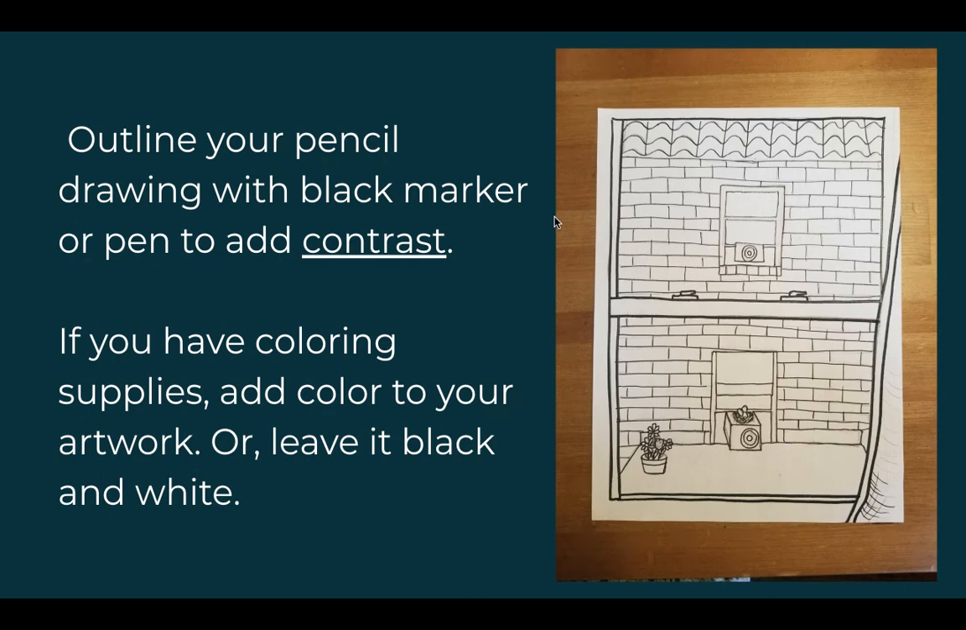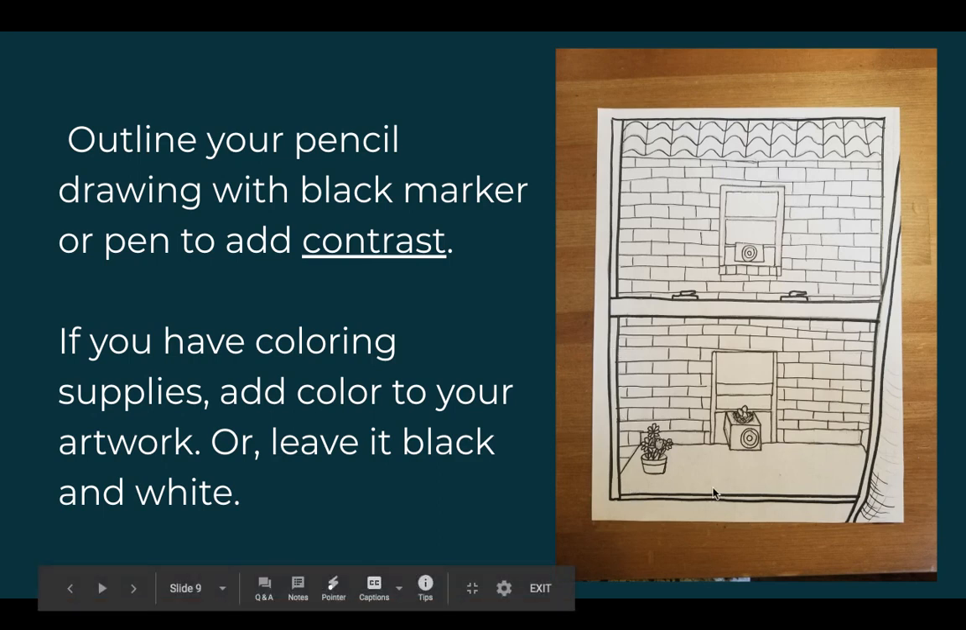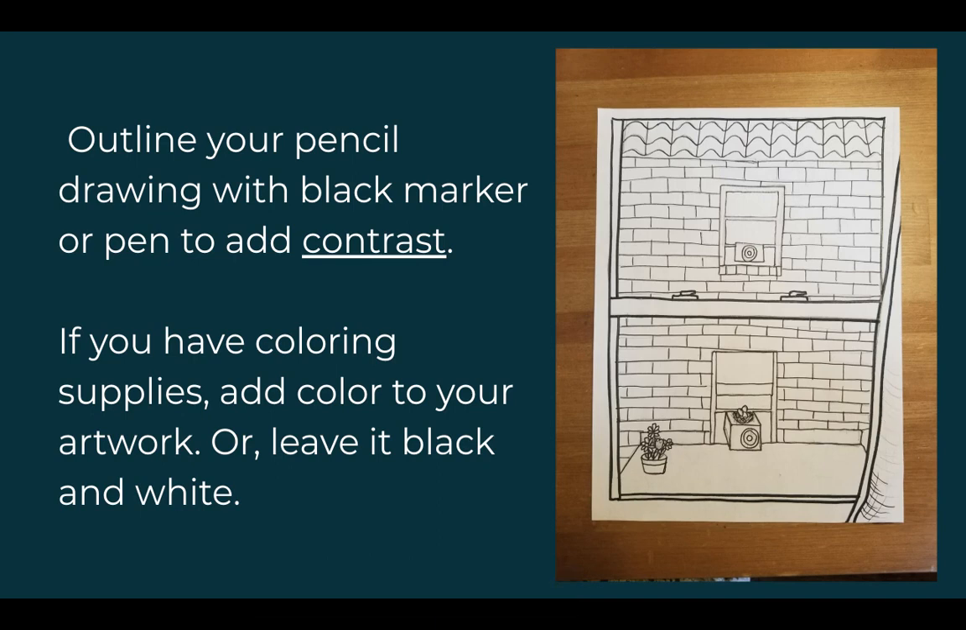After you're done drawing everything in pencil and you're satisfied with how it looks, what you'll do next is outline your pencil drawing with a black marker or a black pen to add contrast. You can see in my example that I used my thicker black marker to outline my foreground. So I outlined my window, all of the details of my window, like the locks and these lines, and the curtain. I outlined these in thicker black marker to make it have more contrast and to make it look like it's really in the foreground.